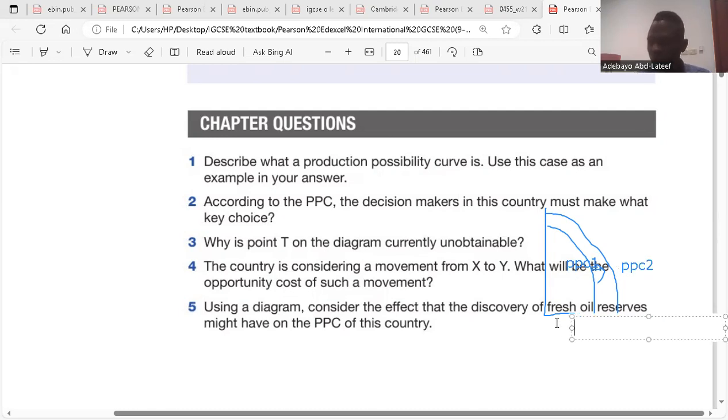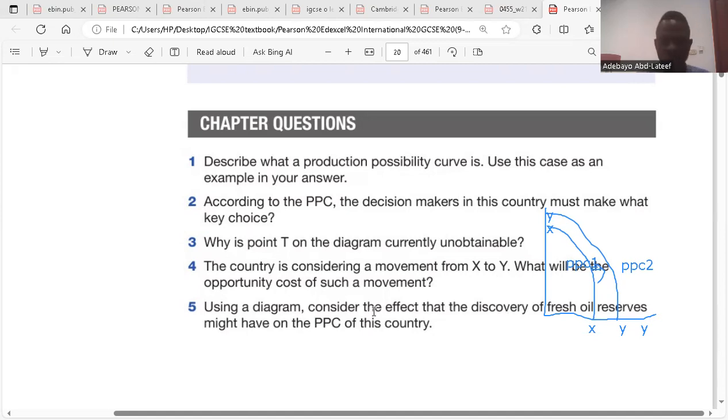So here, agricultural goods, X and Y. It could be X and Y. Then here we're going to have X and Y. It's supposed to be outside the graph though. So that's what they said.